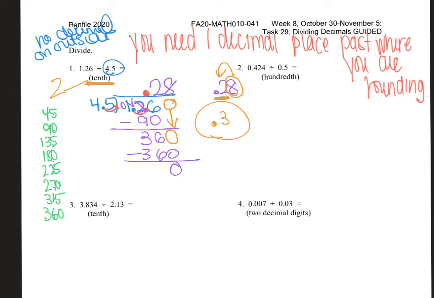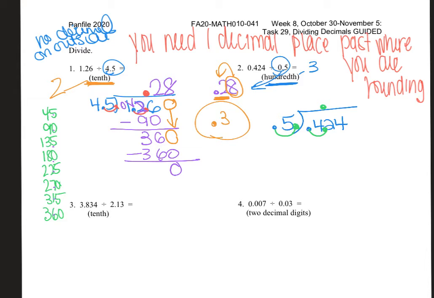All right, so this next one, we have 0.424, and we're dividing it by 0.5 on the outside because this is the one that goes out. If we want to round to the nearest hundredth, we actually need 3 places because we want to end with 2. Okay, so we can't divide by 0.5, so we need to move it over here. And if I move it over 1, I have to move it over 1 over here.